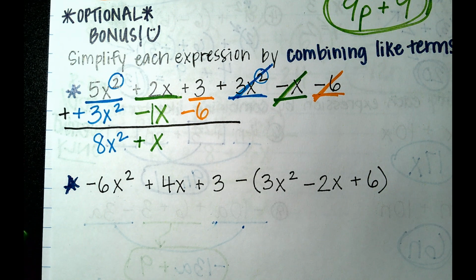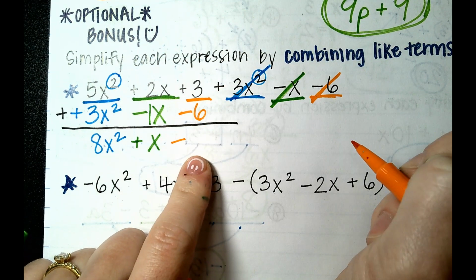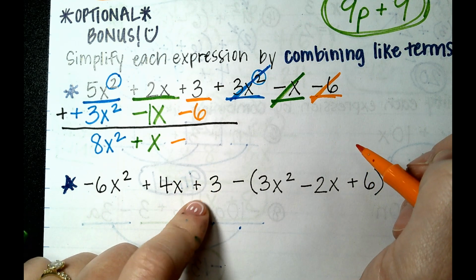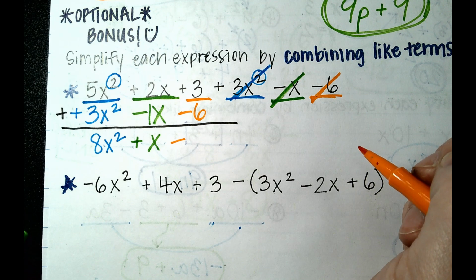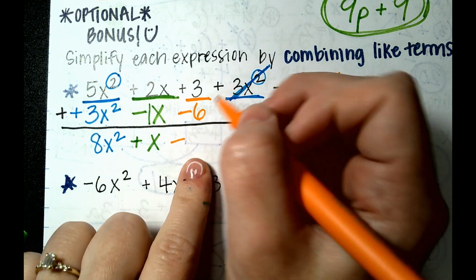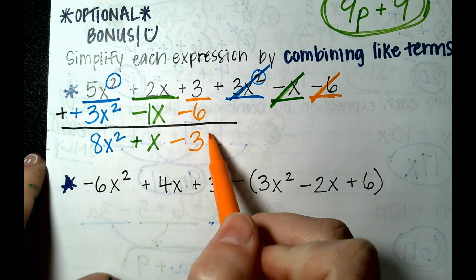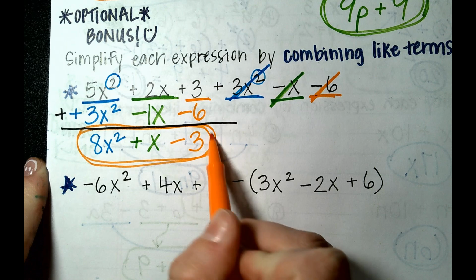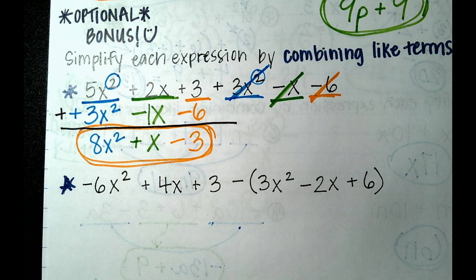Okay, and then 3 minus 6 is minus 3. Yes, minus 3, negative 3. Perfect. And this is your answer. So we just figured out what terms go together, and we added them.